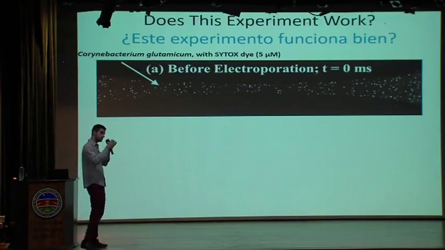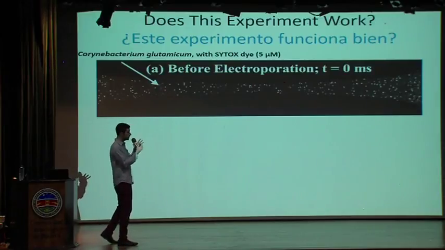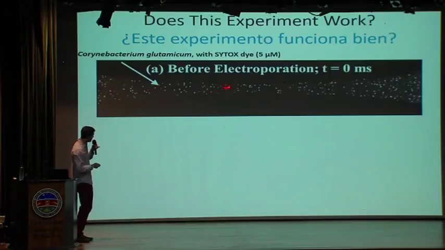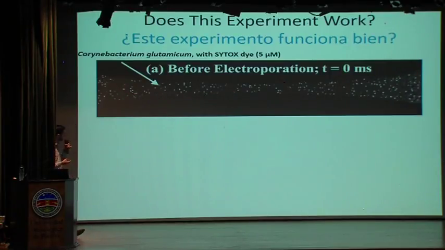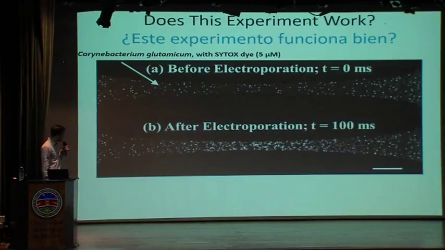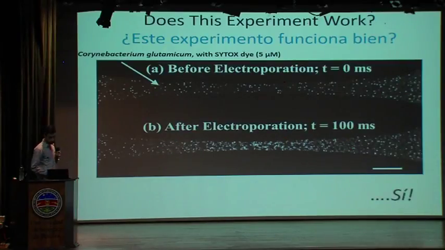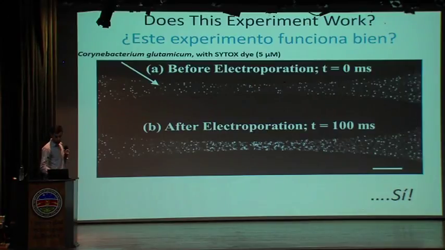So it's possible that the dye can sometimes get into the cells without electroporation, but mostly the cell is dark, or the channel is dark. Not a lot of fluorescence. When we apply the pulse, we see fluorescence. Okay. So the experiment does work.